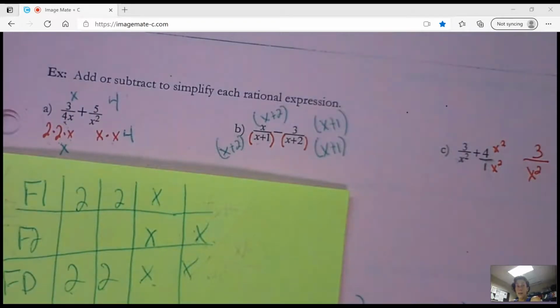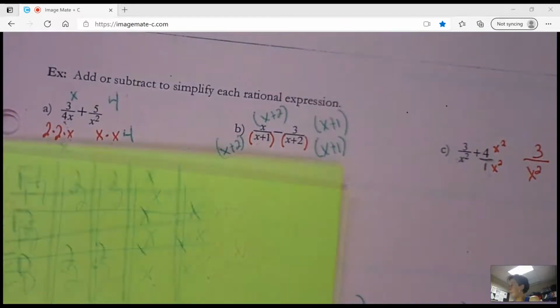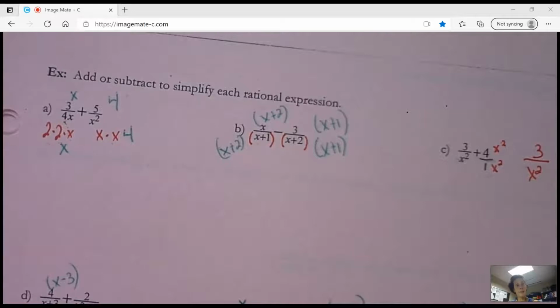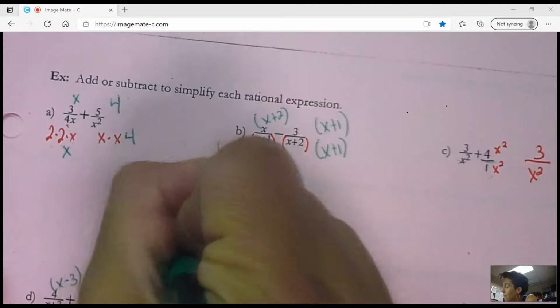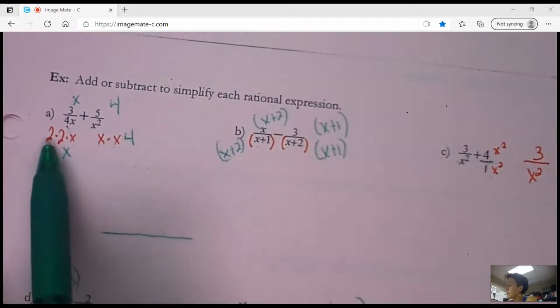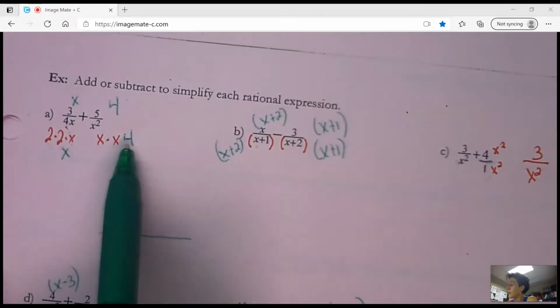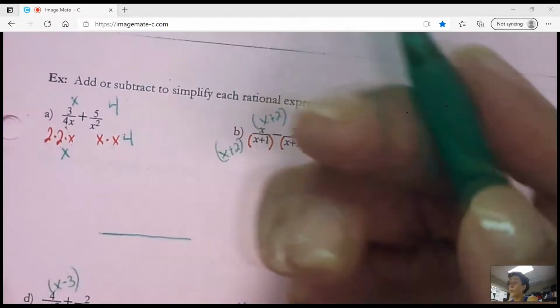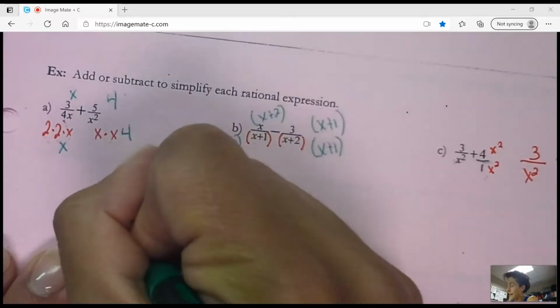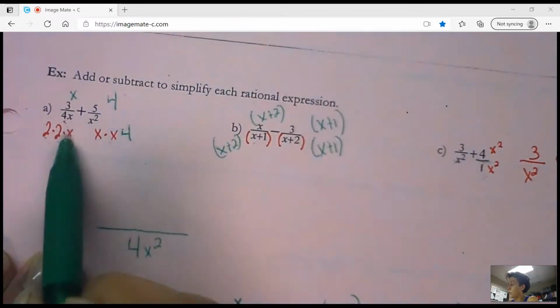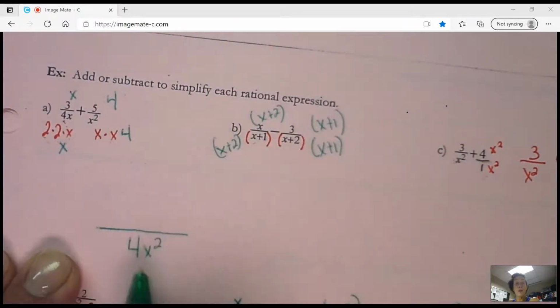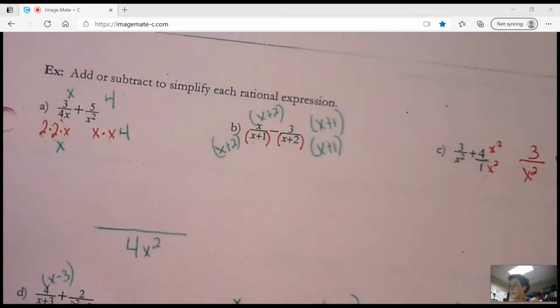So now what we've done is we've already gotten our common denominator. So starting with A, let's start to finish these problems. In the end, I know that my final denominator will be 2x times 2x, or 4 times x times x. And I'm going to write it the most simplified way here, because I can on that one. It's just going to become 4x squared. So final denominator.